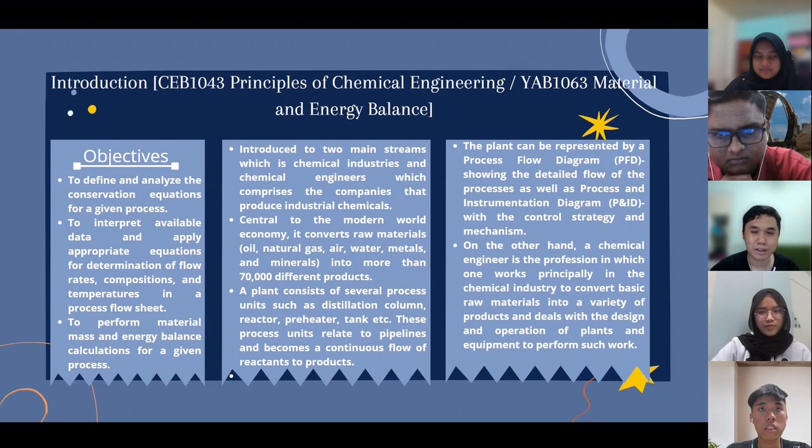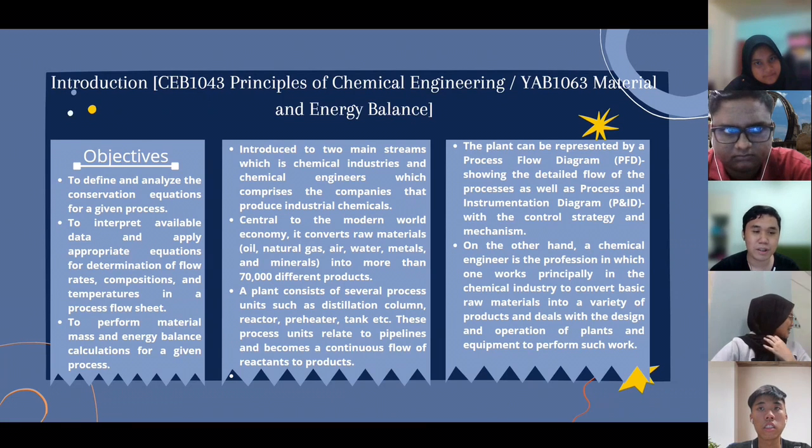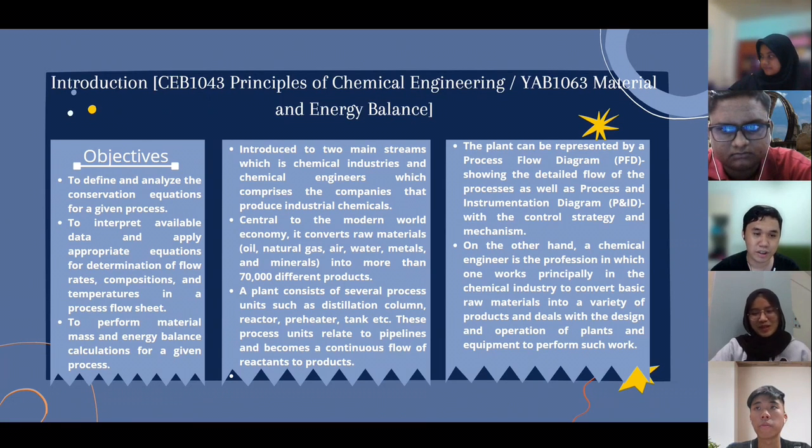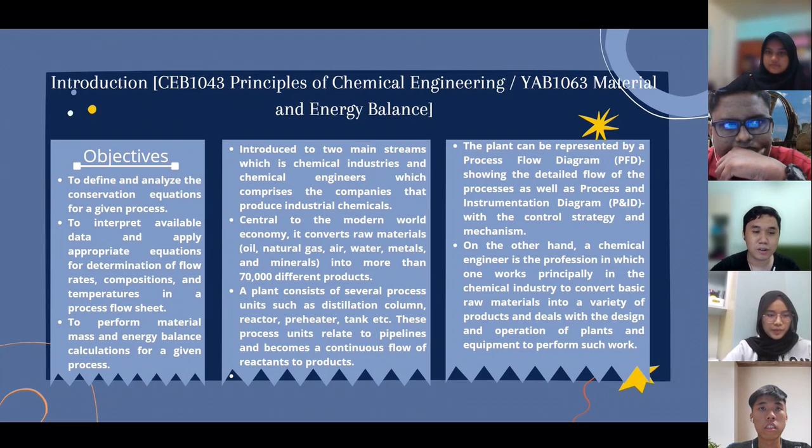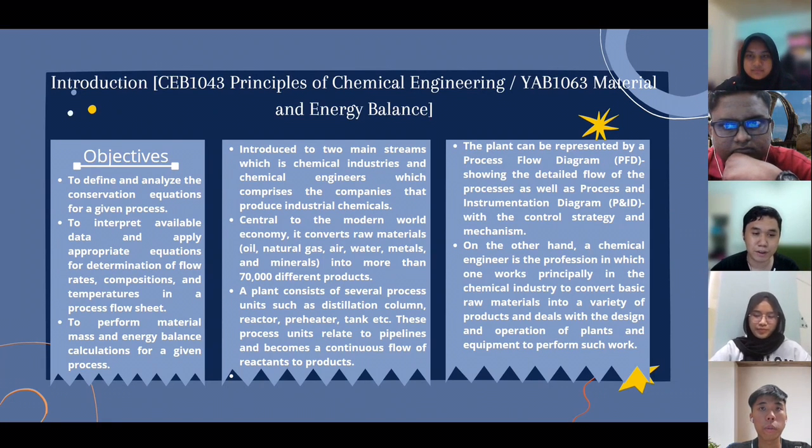For this particular subject, we are introduced to two main streams, which is the chemical industries and chemical engineers, which comprises of the companies that introduce industrial chemicals. So it is central to the modern world economy that chemical engineering department converts raw materials such as oil, natural gas, air, water, metals, and minerals into more than 70,000 different types of products.